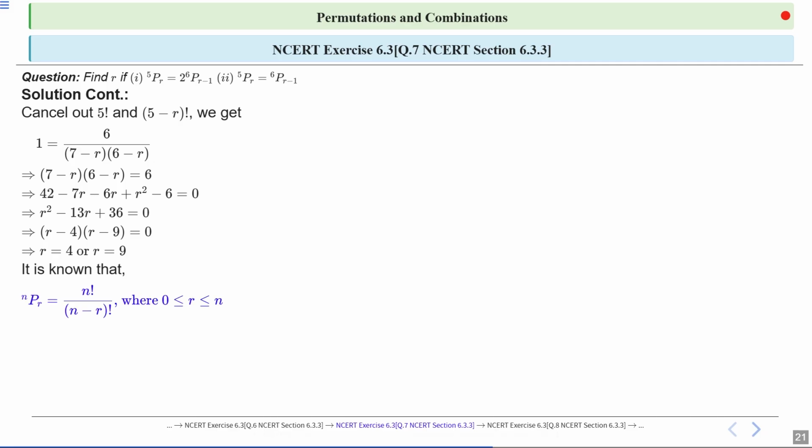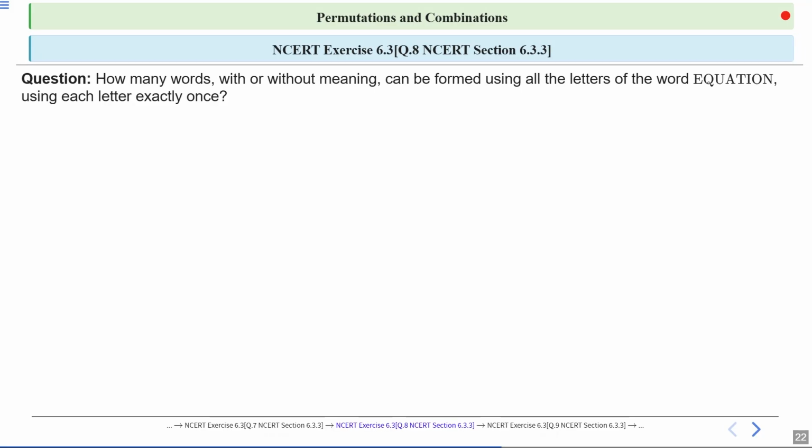So now recall the definition of permutations: nPr equal to n factorial upon n minus r factorial, where 0 less than equal to r less than equal to n. Therefore 0 less than equal to r less than equal to 5 and r not equal to 9. So we conclude that the valid solution for r is 4. So the value of r will be 4. Now let's move to the next question.